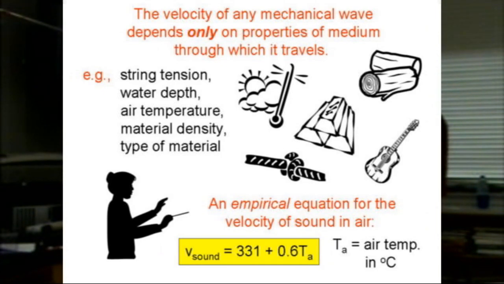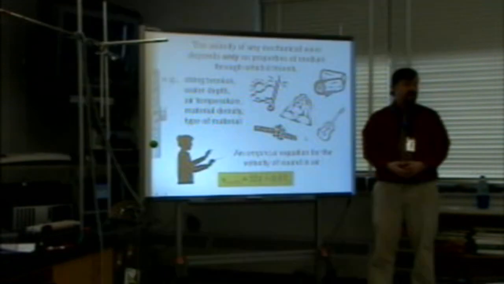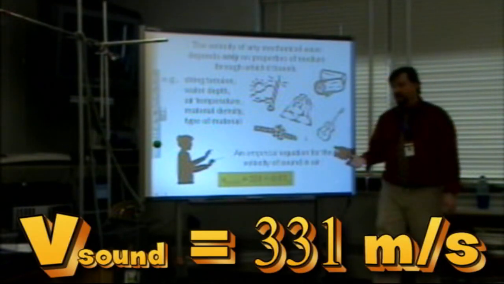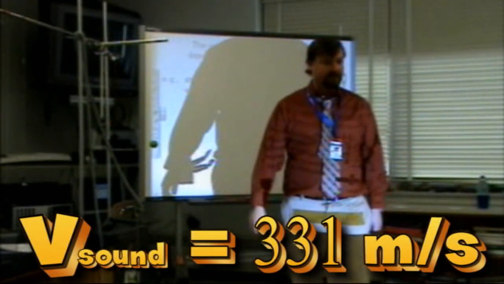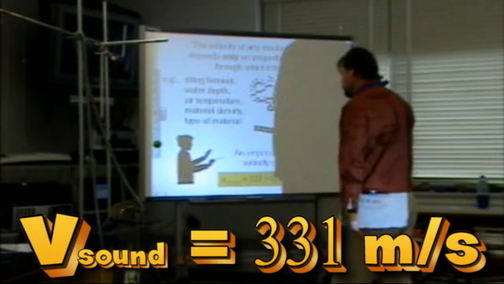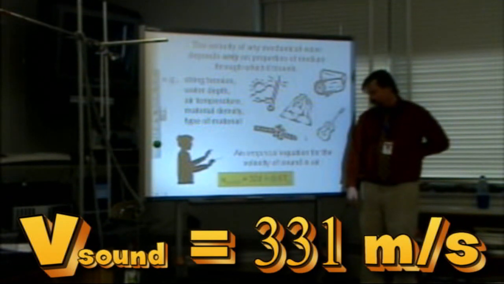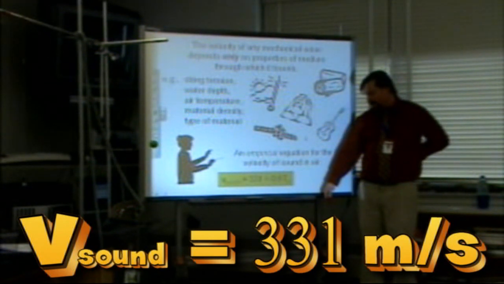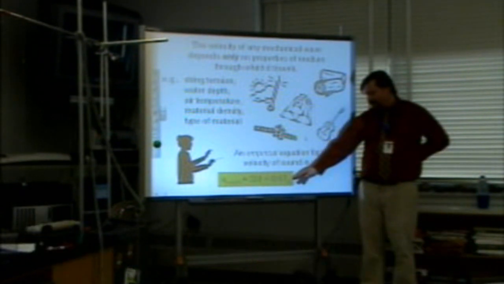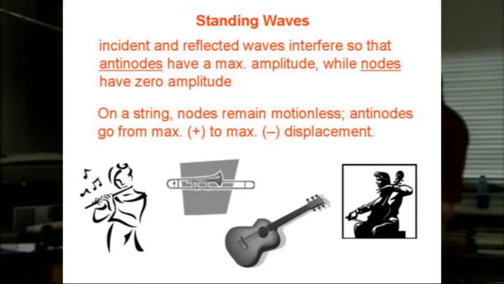And we have an equation for sound waves: at standard room temperature, sound travels at a constant rate, which is given to us in our physics reference table as 331 meters per second for the velocity. If you raise or lower the temperature, you change that by 0.6 for each degree of temperature. All right, so standing waves.